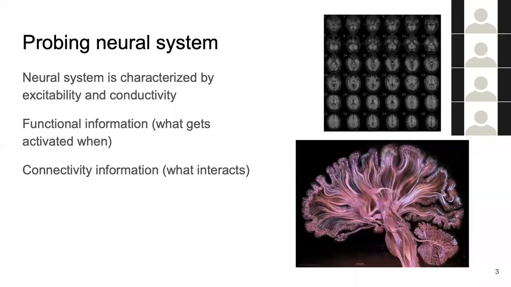So you may know that a neural system is characterized by excitability and conductivity. And it turns out that science is interested in both of these characteristics. So we can study functional information, in the sense that we want to know what gets activated when. And we also want to know the connectivity information, about the conductivity part. So we would like to know what interacts with what in neural systems.